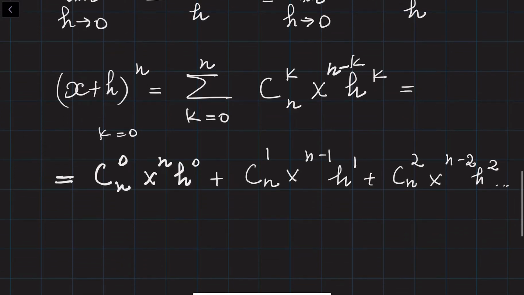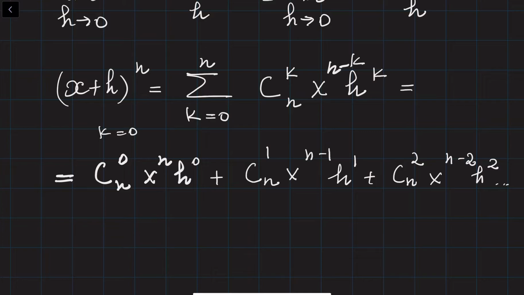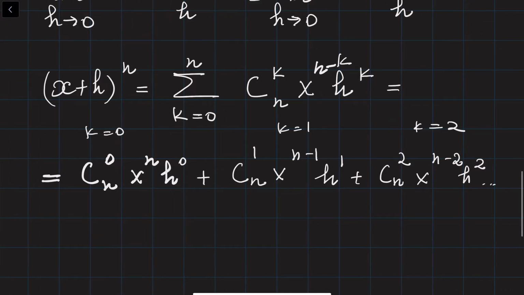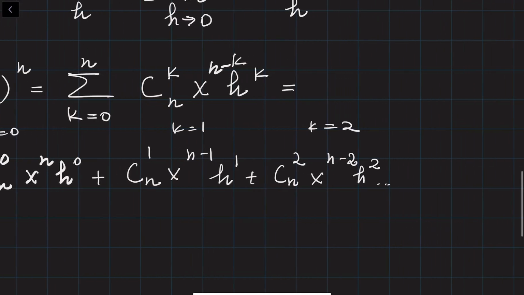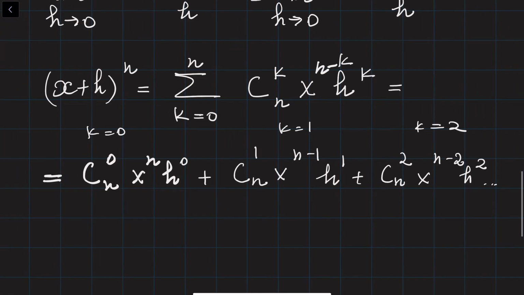I don't need other terms. For k equal to 1, k equal to 2, and for all of the terms, we are going to have h cubed, h to the power of 4, until we reach h to the power of n. So the last term is simply h to the power of n. By the way, the first term here is simply x to the power of n, because C(n,0) is simply equal to 1.